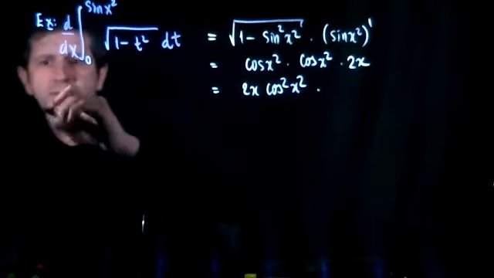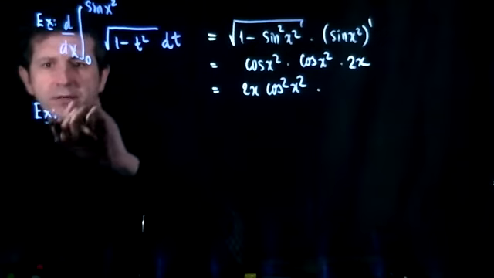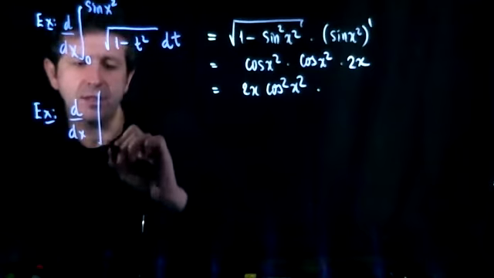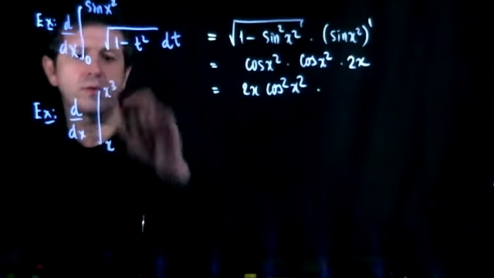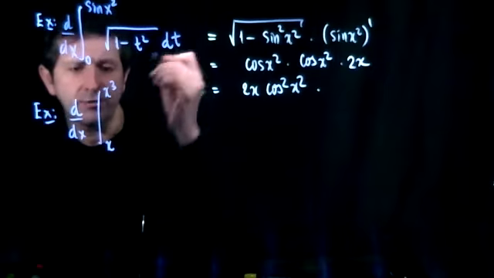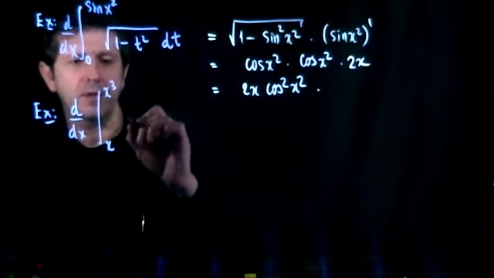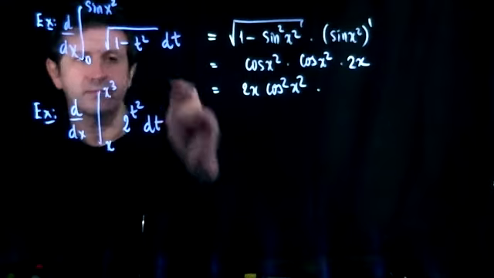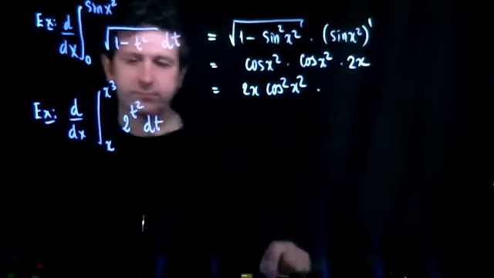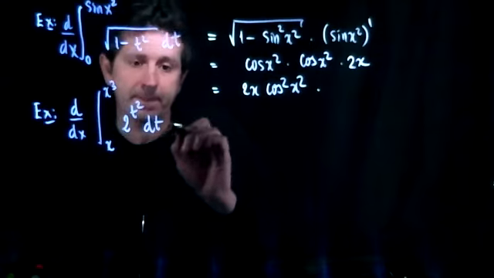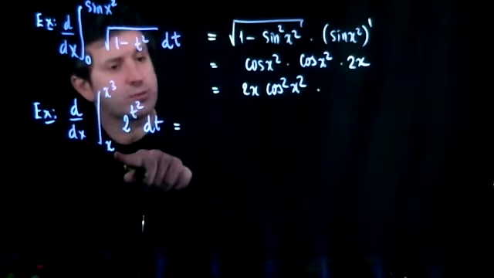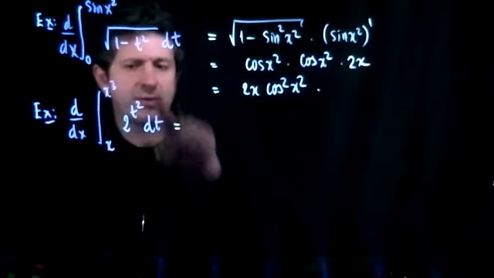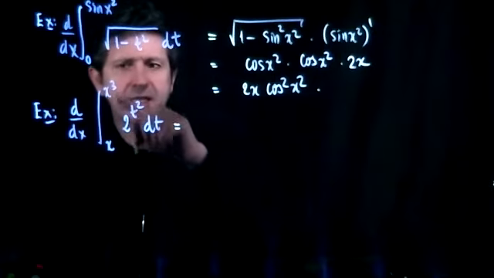Okay, let's do another one. So let's say you have something like this now. Derivative with respect to x. And now let's say we have from x to x cubed. Okay, so there's an x on the bottom now of anything, I don't know, 2 to the power t squared. Okay, so now I have a function on the bottom as well. So let's just remember that this is actually an area. It's an area between x and x cubed.